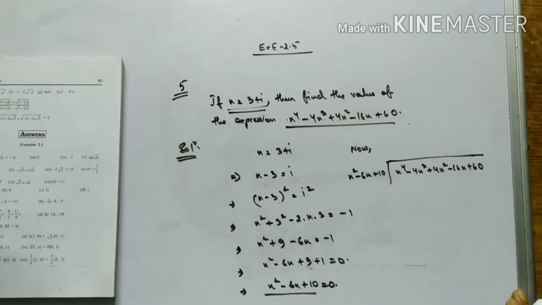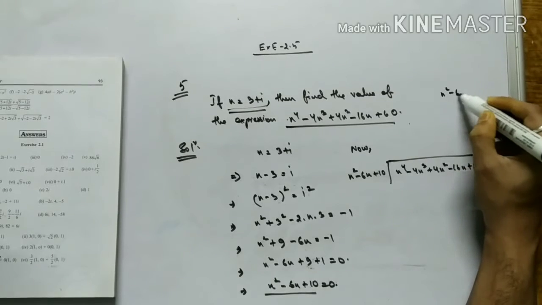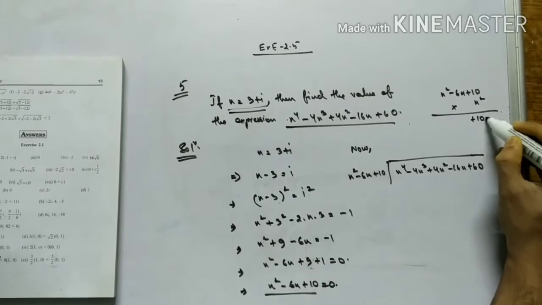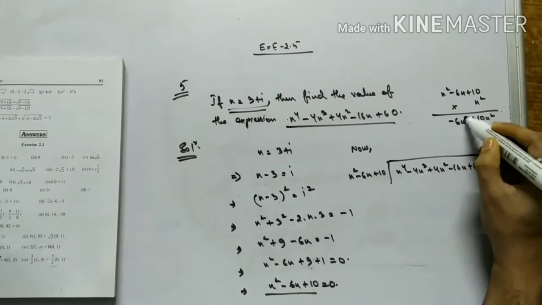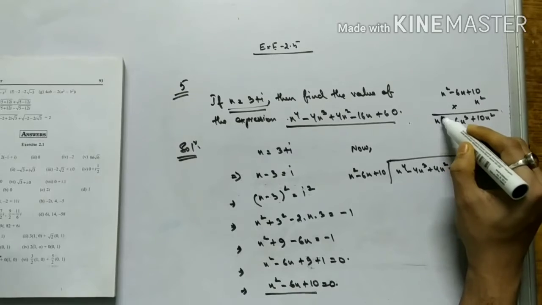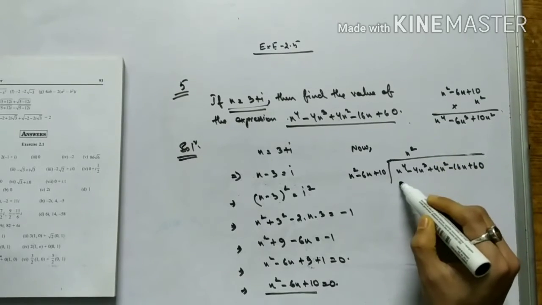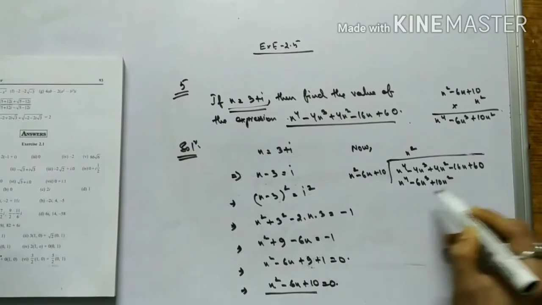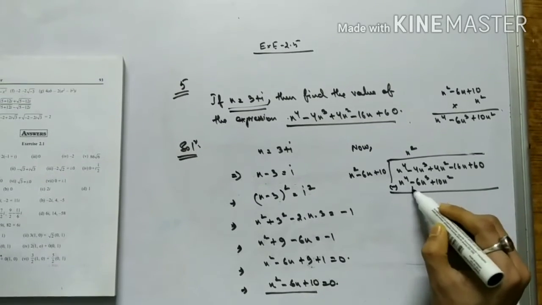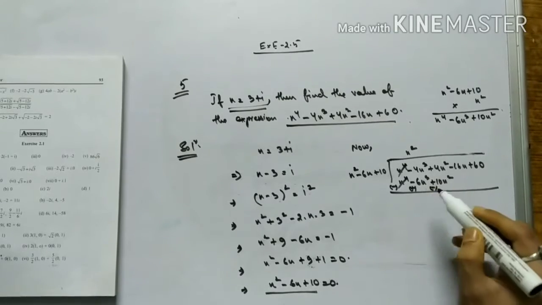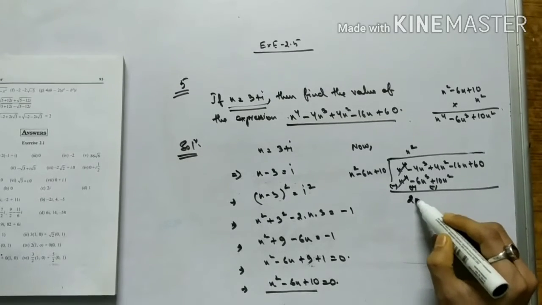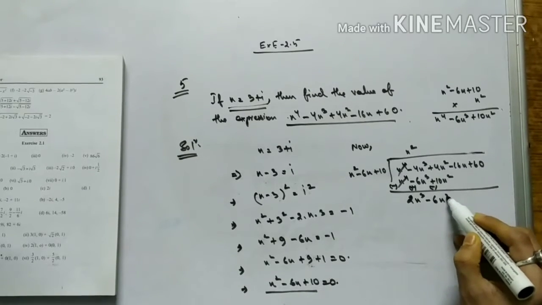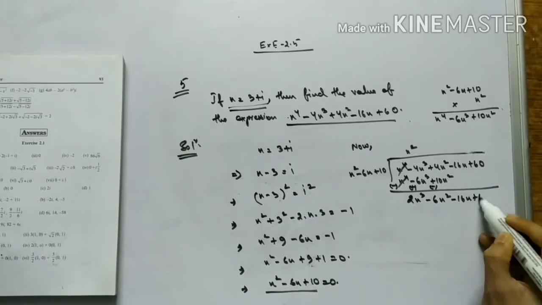So now first of all, x square minus 6x plus 10 into x square I will do. So this is 10x square minus 6x cube and this will be x to the power 4. So x to the power 4 minus 6x cube plus 10x square. So this is minus plus minus. So here I will get 2x cube minus 6x square minus 16x plus 60.